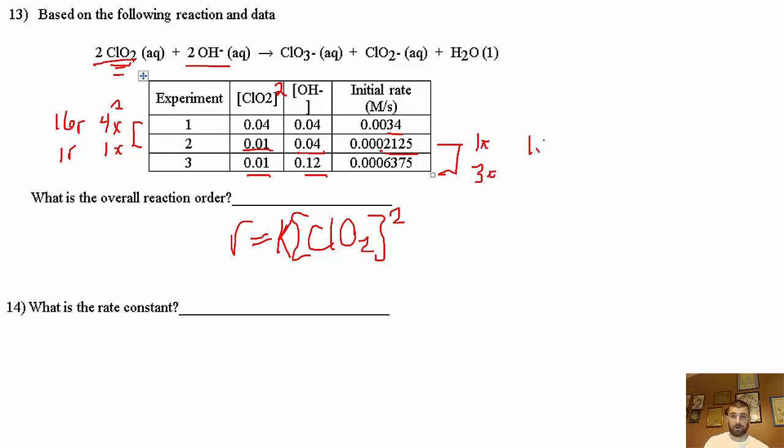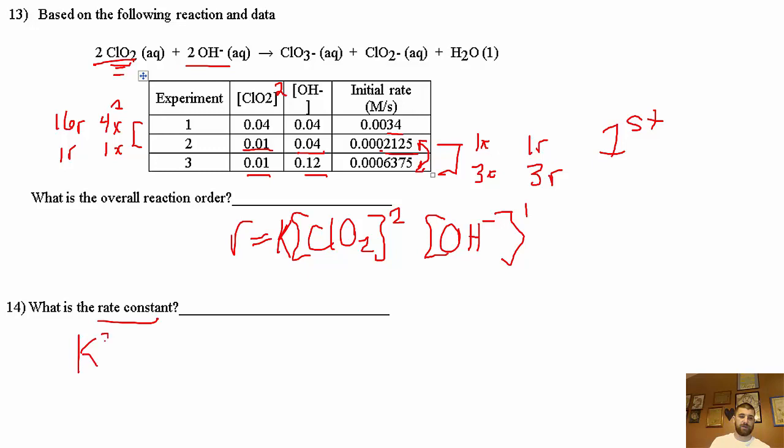Right, and we take a look at the reaction rate. It went from 1R, and then you go, all right, well, what's the difference between these two? How different are they? 0.0006375 divided by 0.0002125, and you get 3. All right, well, if I tripled concentration and I tripled the reaction rate, that must be first order. So it's first order in terms of OH minus. All right, well, what is the rate constant? Again, it's asking for K.